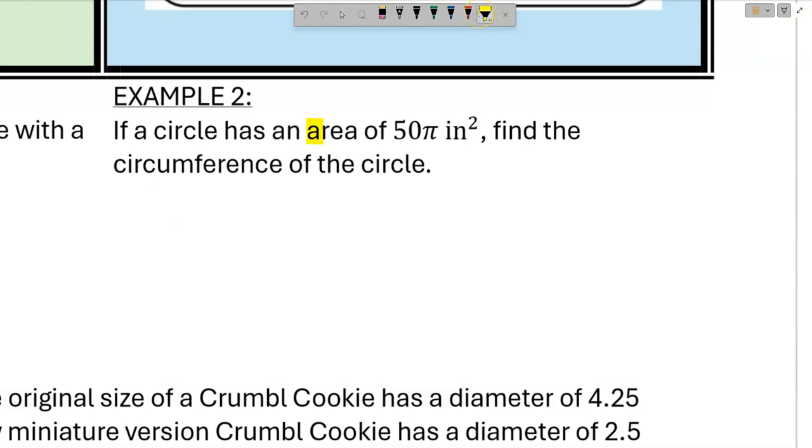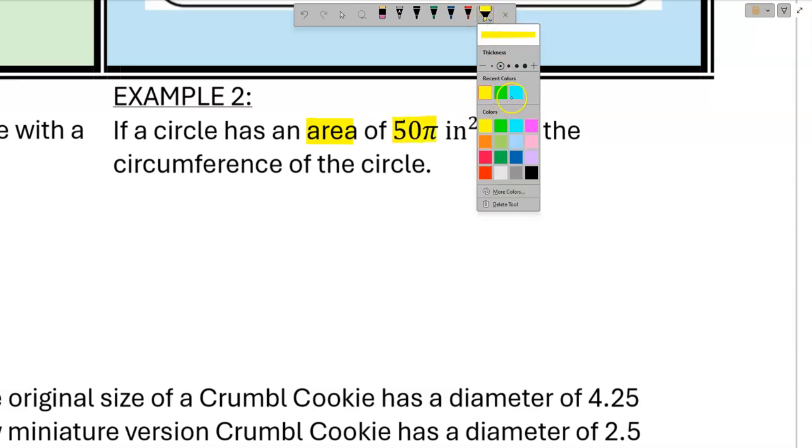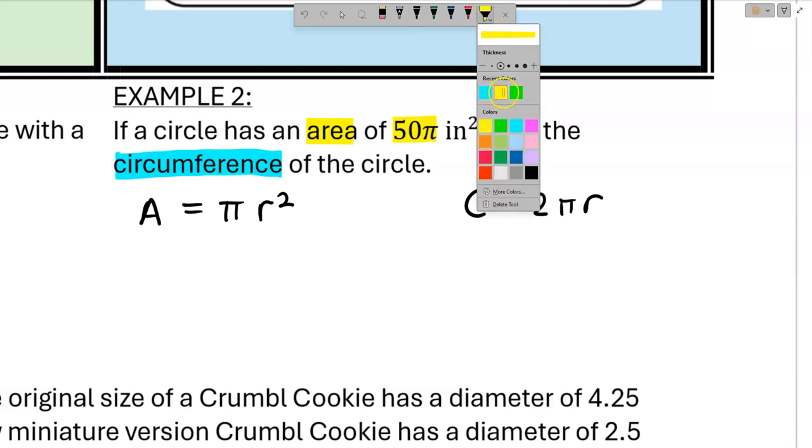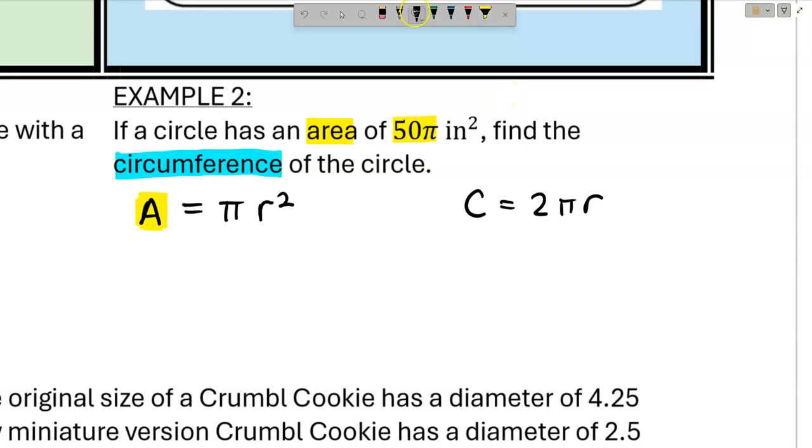So in this problem, they've given us the area as 50 pi, and what they want us to find is the circumference. So we're still going to use both formulas, but we're going to use them just a little bit differently than we had used them before. So we have pi r squared, we have 2 pi r, and what we're going to do now is plug in what we know. So since we know the area in this situation, we'll go ahead and plug that 50 pi where the A is.